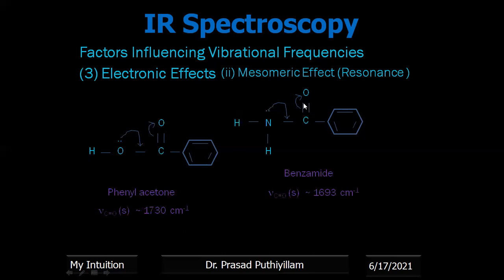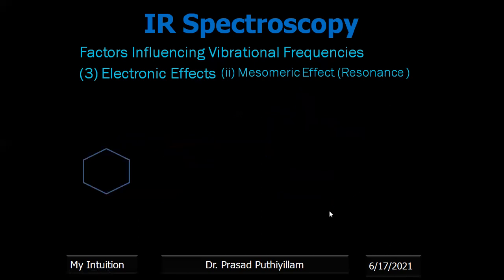Therefore, C=O weakens. When this C=O bond weakens, it requires less energy for the vibration to happen. Therefore, it requires a lower frequency. It will absorb and show the peak. That is the absorption peak. Now we're taking more examples.